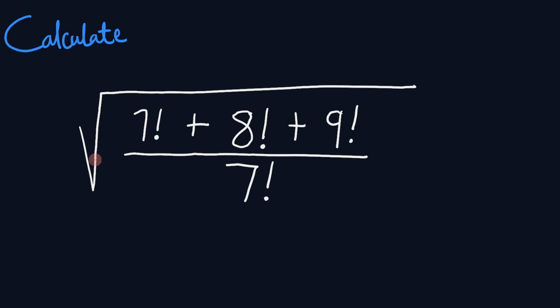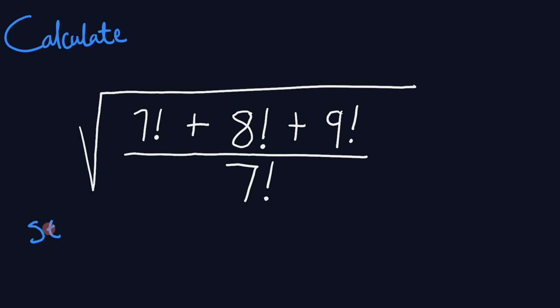We are asked to calculate the square root of (7 factorial plus 8 factorial plus 9 factorial), all divided by 7 factorial. So let's understand what we know and what we are looking for. We know that we are given 7 factorial. We're also given 8 factorial. And we're also given 9 factorial.